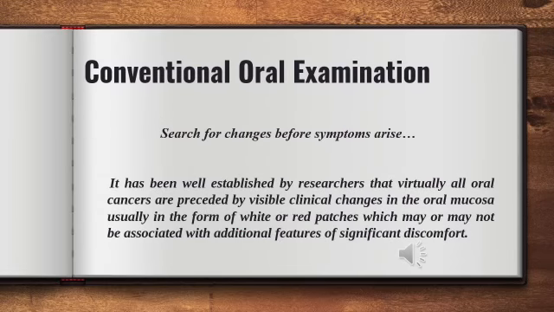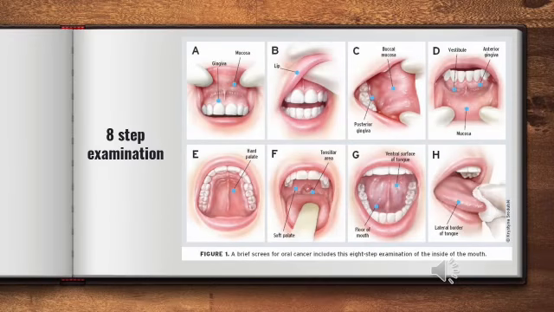It has been well established by researchers that virtually all oral cancers are preceded by visible clinical changes in the oral mucosa, usually in the form of white or red patches, which may or may not be associated with additional features of significant discomfort. 8-step examination shown in images.